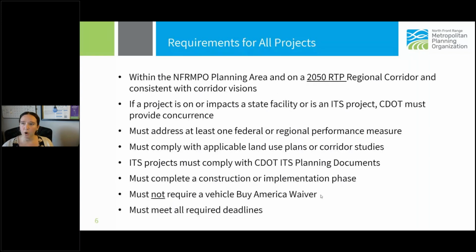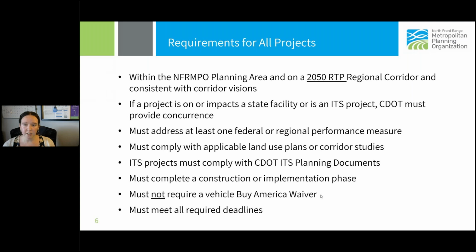So I wanted to quickly go over the requirements for all of the projects within this call for projects. First, any of the projects must be within the NFRMPO planning area and also must be on one of our 2050 RTP regional corridors and consistent with the corridor visions within the 2050 RTP. As I mentioned before, if a project impacts a state facility or is an ITS project, CDOT must provide concurrence on that project, and so you have to submit the project descriptions to CDOT so that they can get you that letter. And that letter must be also returned with your final project application.